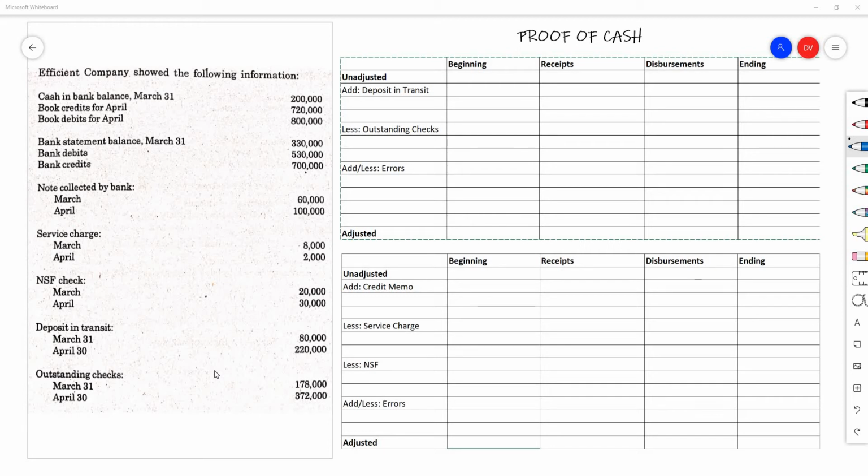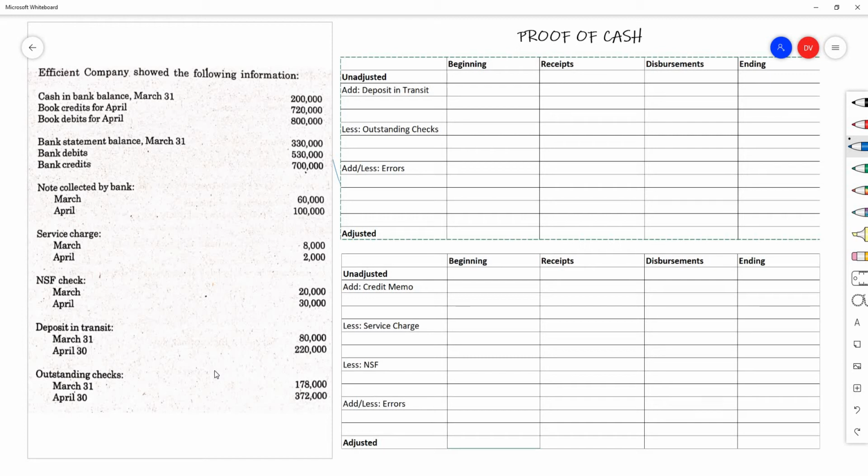So as you can see, we'll go first with the basics. Here, this is the unadjusted deposit in transit. So this is the bank reconciling balance. So this is the bank balance. This is the book balance, kasi pansin nyo, credit memo, NSF, and service charge. And add or less errors.